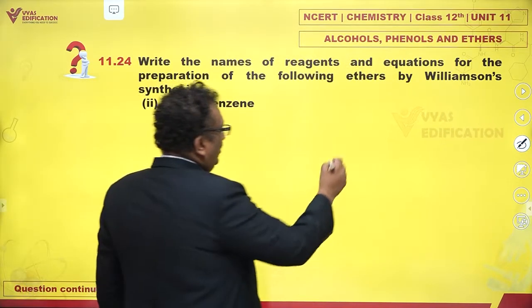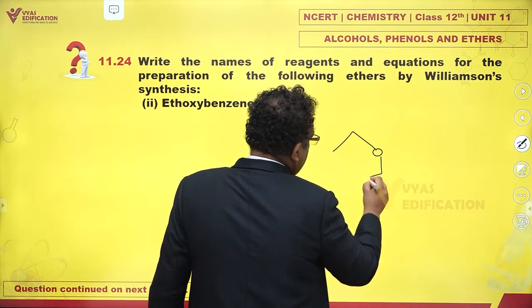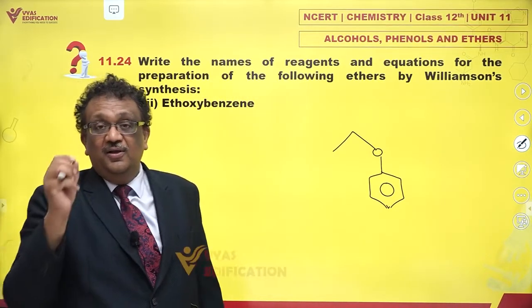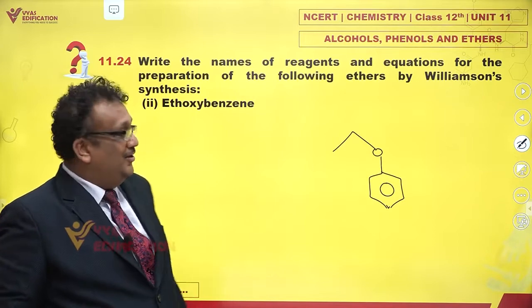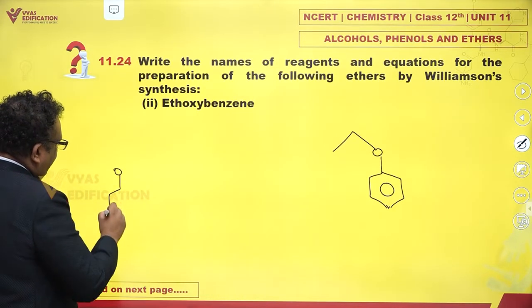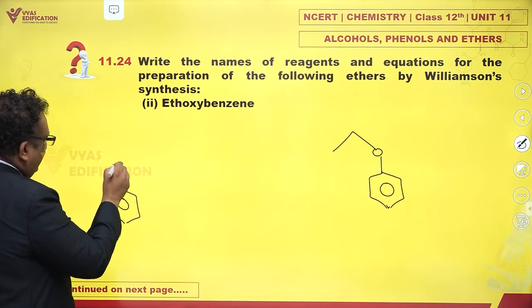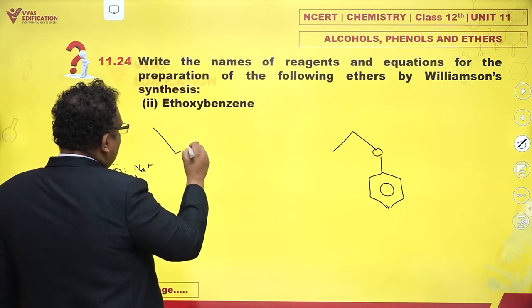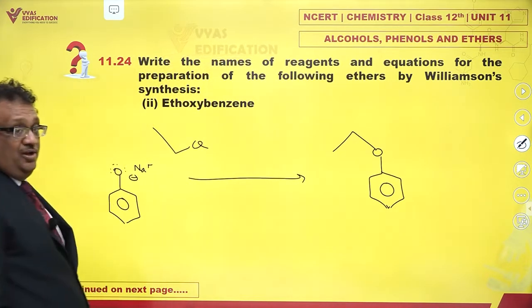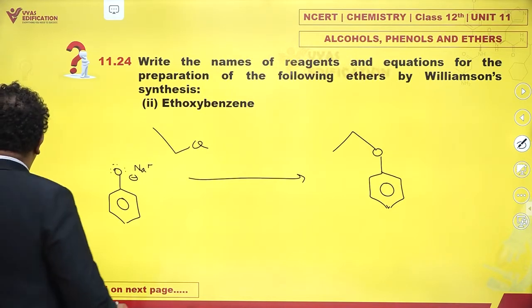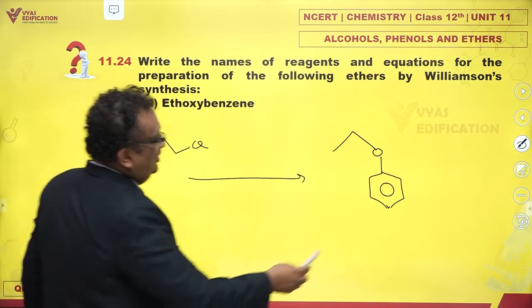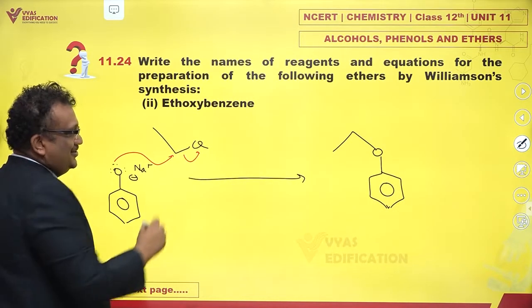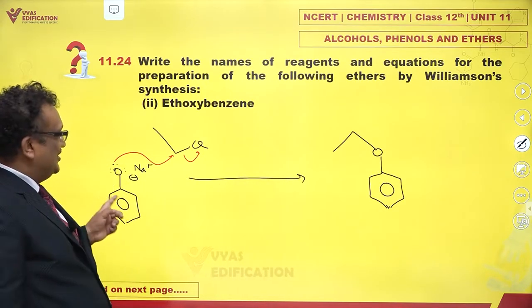Ethoxybenzene. Now, ethoxybenzene looks like this. Please note, Williamson synthesis is not possible with halogen attached to the benzene ring. So what we should do is, we should have oxygen already attached here. Sodium phenoxide, right? And when this is attached, it reacts with ethyl chloride, then I think we will have what we desire. See, SN2 attack like this, and that would be the product. This is what we need.